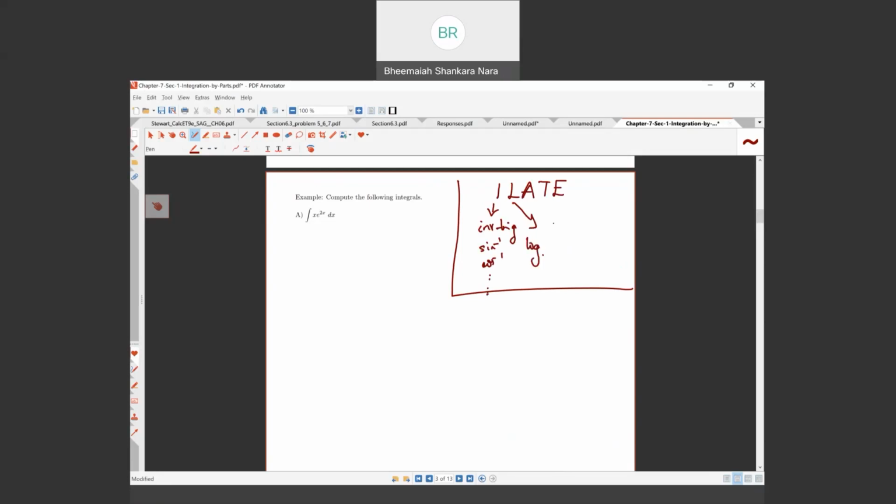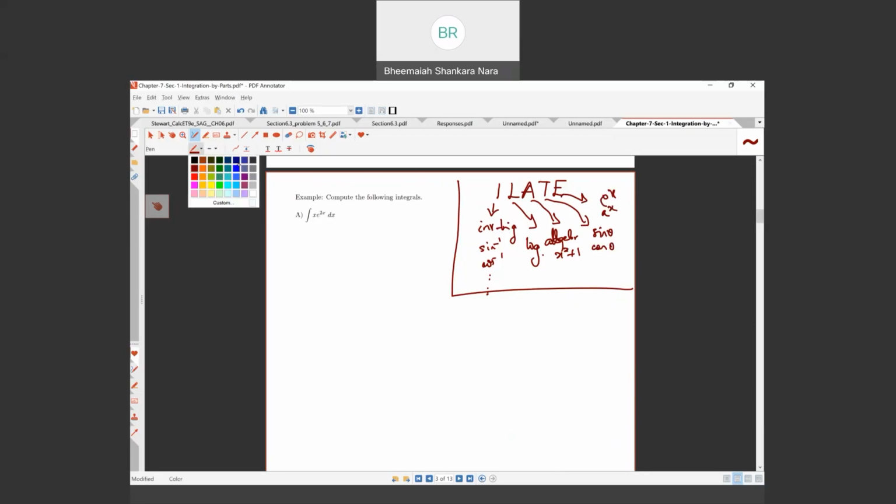A is for algebraic function, like x square plus 1. T is for trigonometric, like sine theta, cosine theta, and so on. E is the exponential term, which is e to the x or a to the x. So there's one more way of integration by parts.